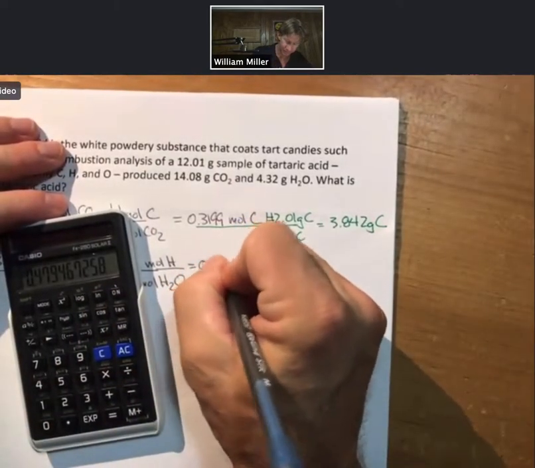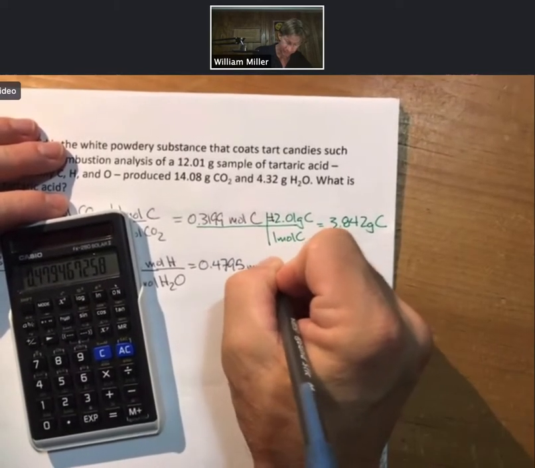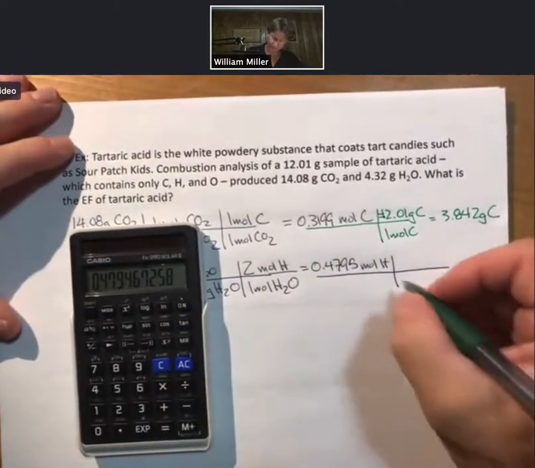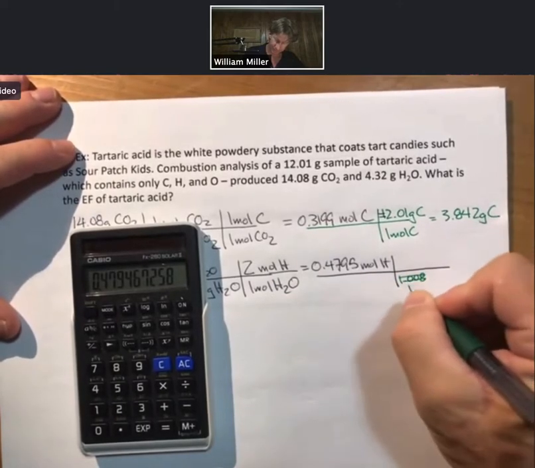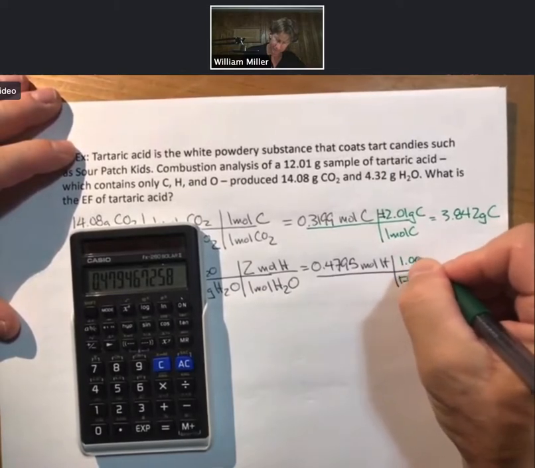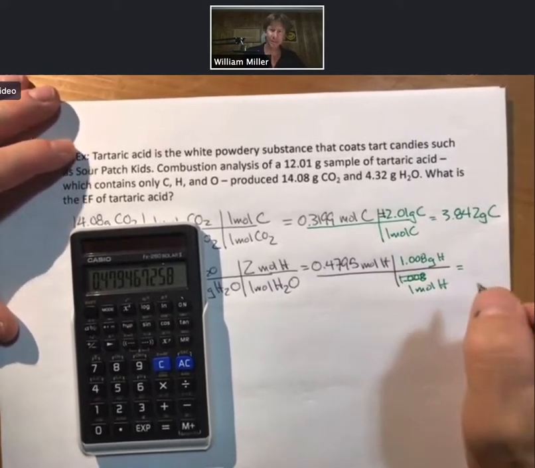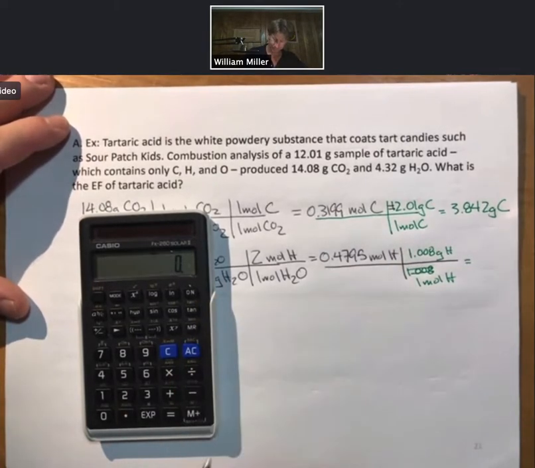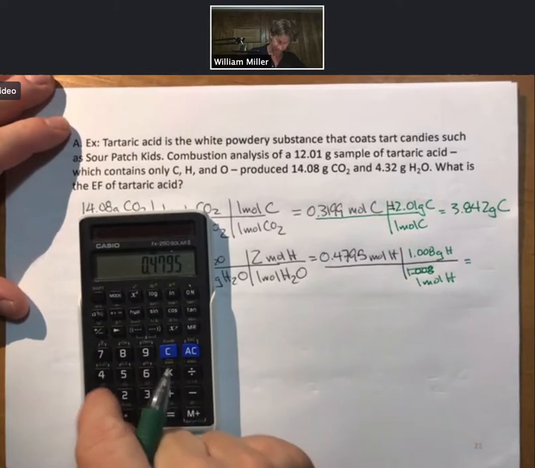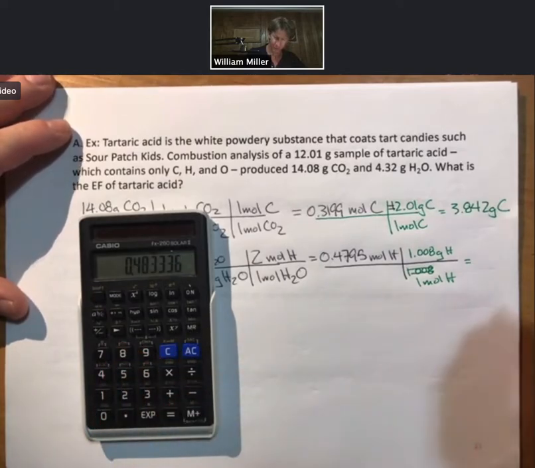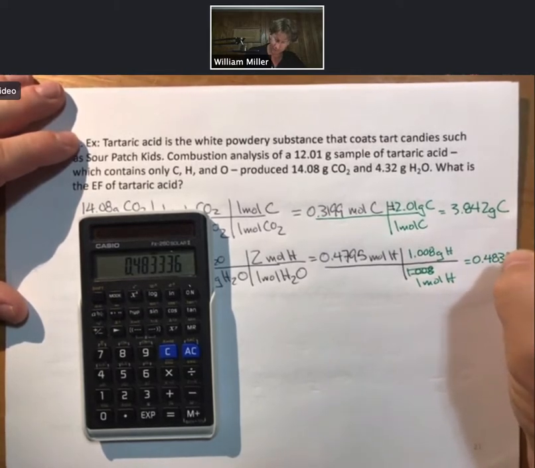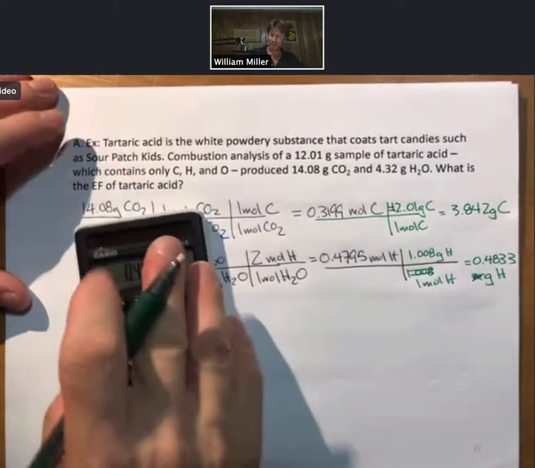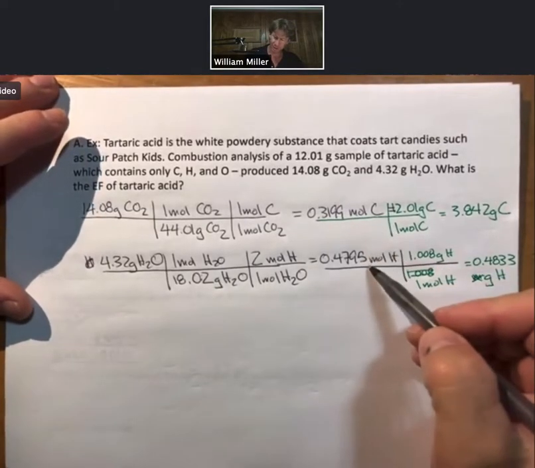0.4795. My color coding system goes astray. Oop. There we go. Made a mistake with the units, but I could quickly see that this was going to be a grams, and so I could cancel it out. Grams of hydrogen.